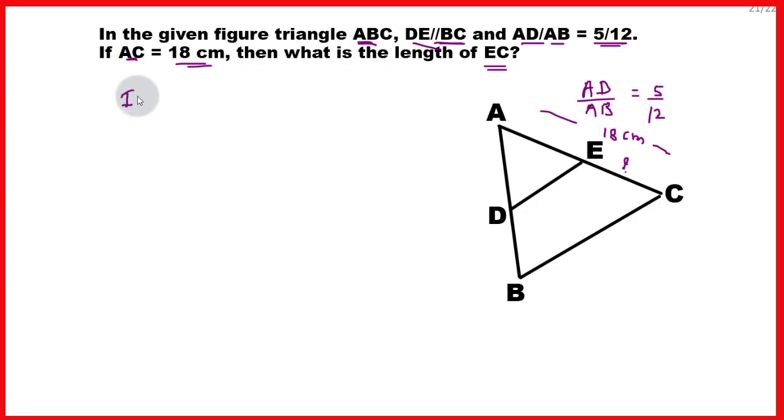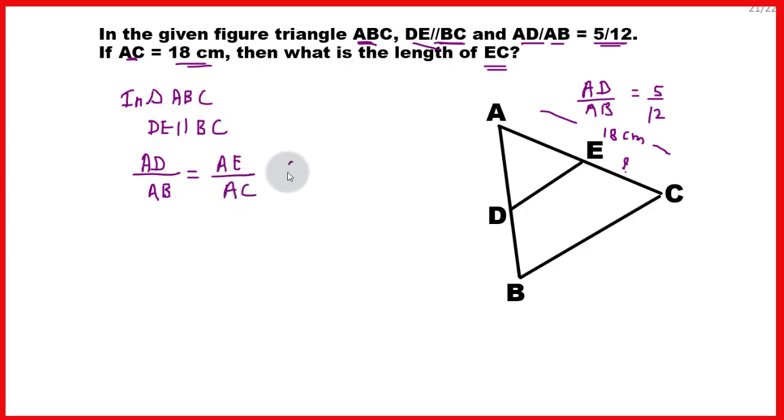So here in triangle ABC, DE is given as parallel to BC, and therefore we can say that AD upon AB is equal to AE upon AC by corollary of basic proportionality theorem.